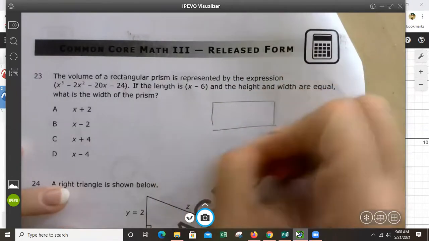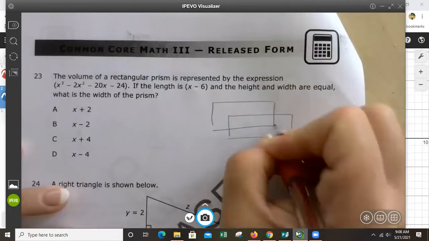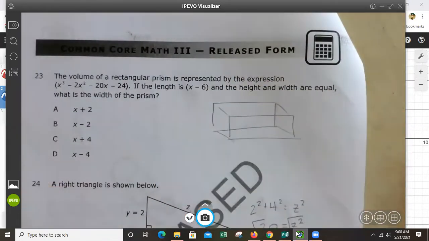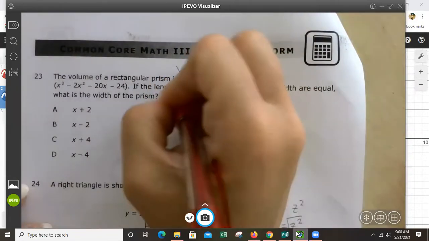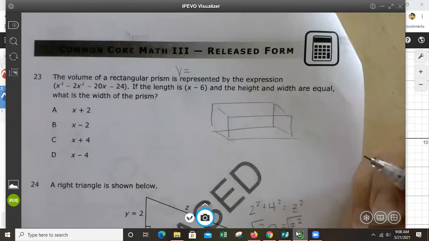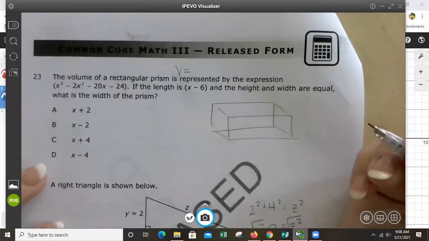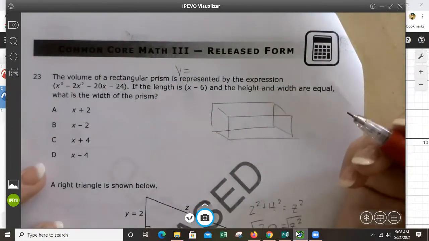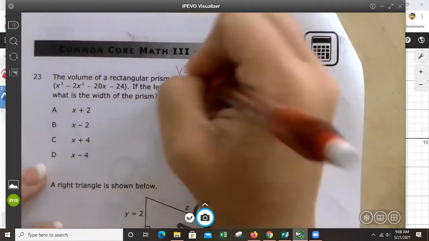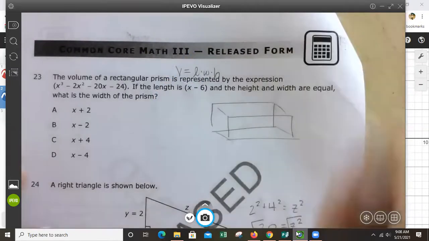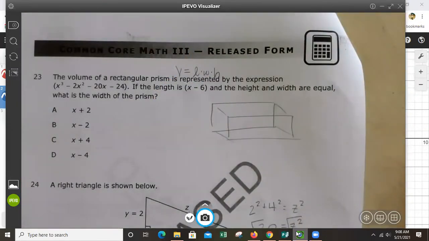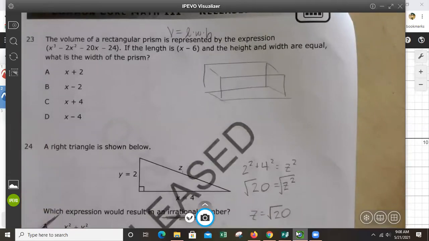I'm going to make my box. And if you guys don't know how to draw a box, it's fine. All right. So the volume of a rectangular prism. So I'm looking for volume. How do I find volume of a rectangular prism? A box. Guys, you know how to do this. What's the volume of a box? Length times width times height. My Math 1 kids knew that. So I know you know that. All right. Length times width times height.